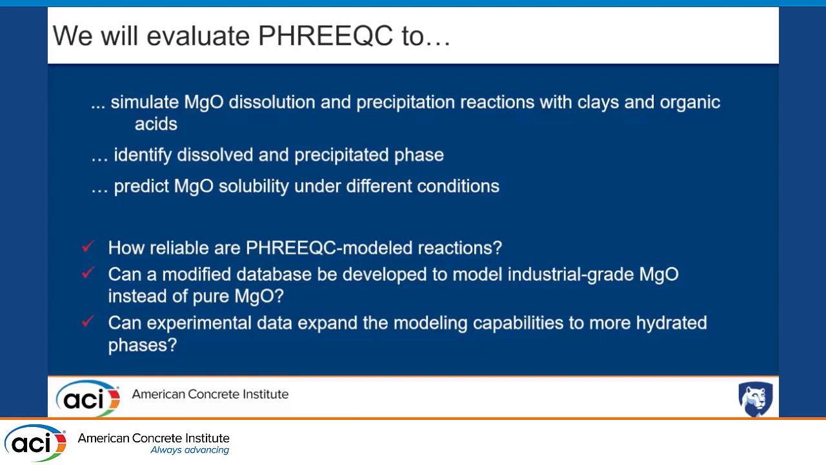Some of the questions that we're hoping to answer by looking at this are: how reliable are geochemical modeling tools like FRIXY? Can those help us mitigate some of these challenges? What is the reliability of the databases we have right now? We use periclase in geochemical modeling, but does that really represent the lightly burned magnesia that we use, right, in these cements? And also, how can experiments actually expand our modeling capabilities, right?